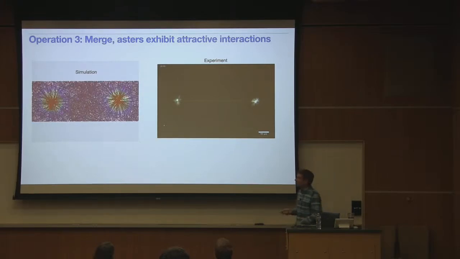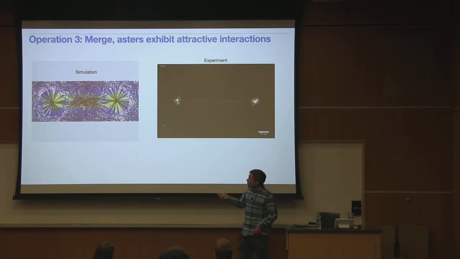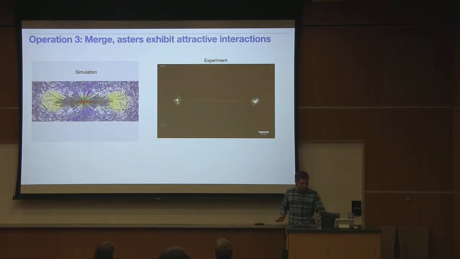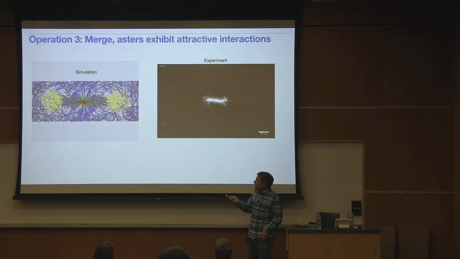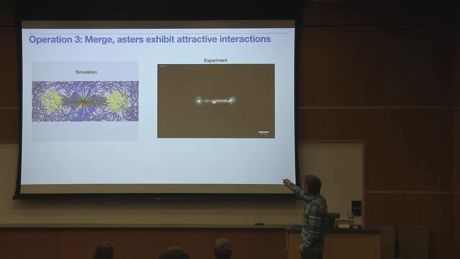And so I'll show you another one. This is what we call merge. And so this is simulation and this is experiment. And we found that if you form two asters and then you shine a light bar in the middle, the asters actually link and they contract and they pull together.